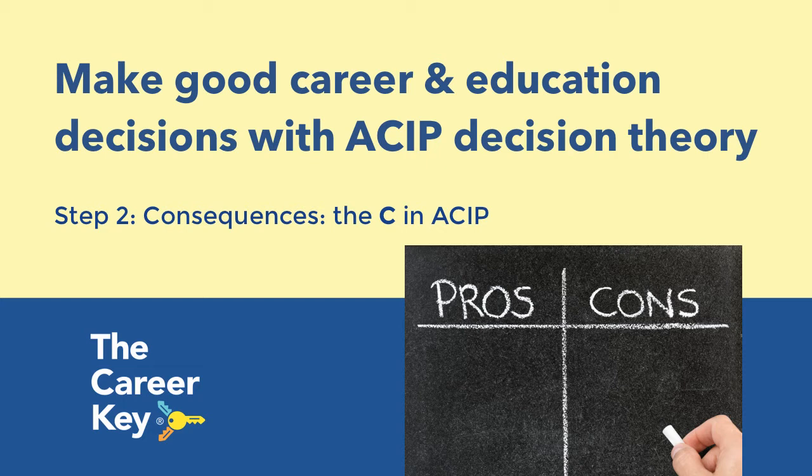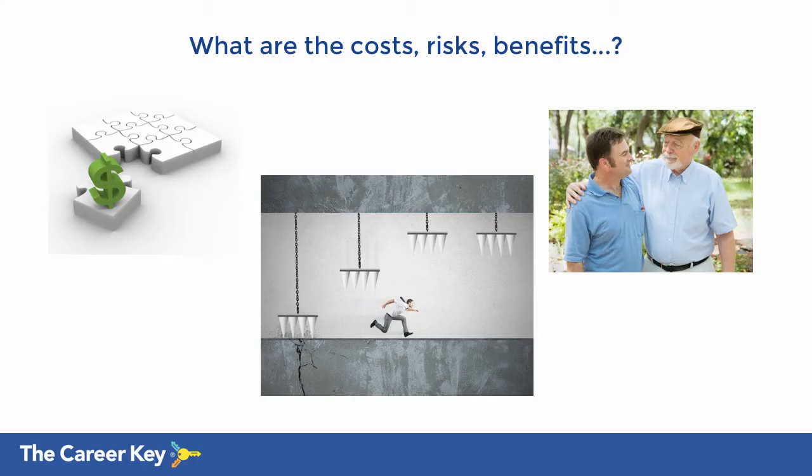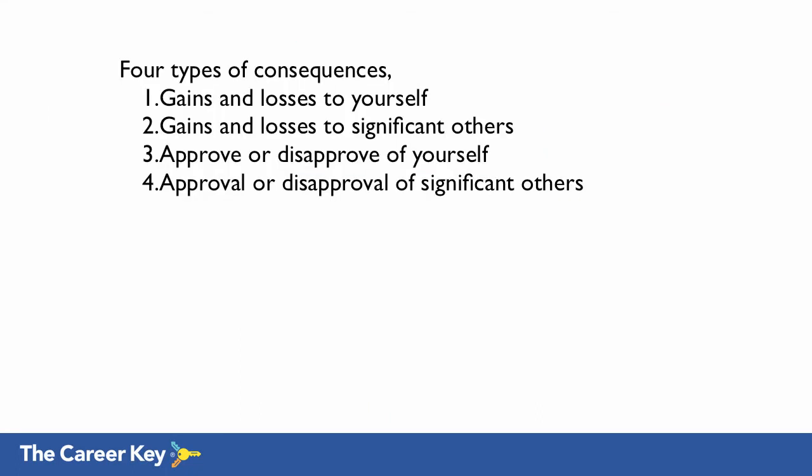In this video, we will look at the second step, how to make a good career and education decision. Consequences. Once you narrow your choices down to those that seem best, you want to ask yourself, what are the costs, the risks, the benefits for each option? There are 4 types of consequences to consider: gains and losses to yourself, gains and losses to significant others, approval or disapproval of yourself, and approval or disapproval of significant others.